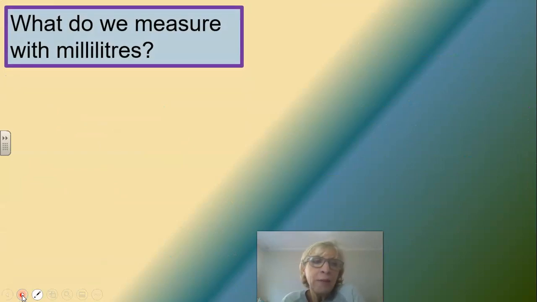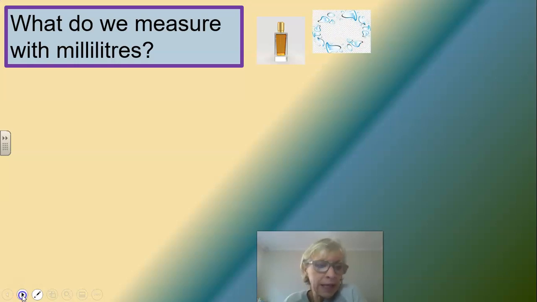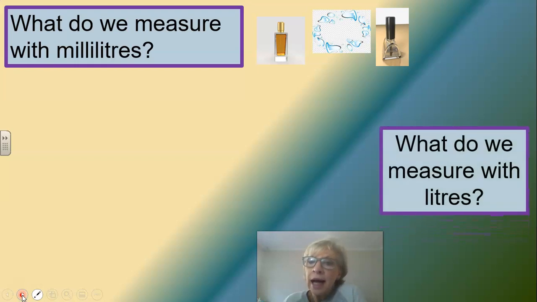Okay, so what do we measure with milliliters? What would we use milliliters, or we'd call mils, for? Well, perfume in a bottle, and often if it's expensive perfume, there are only about 10 or 20 milliliters, or mils, as we say in short. We measure rainfall and water droplets in milliliters as well, and sometimes even in millimeters, and things like nail varnish.